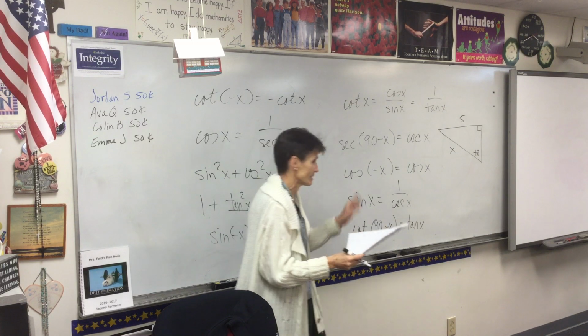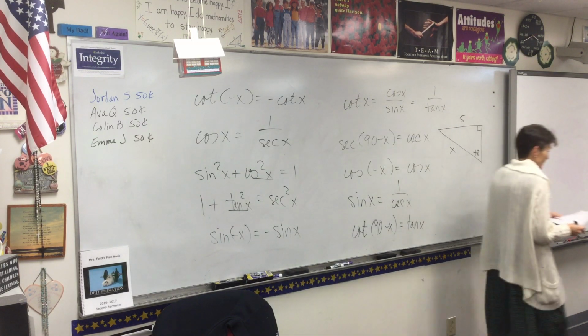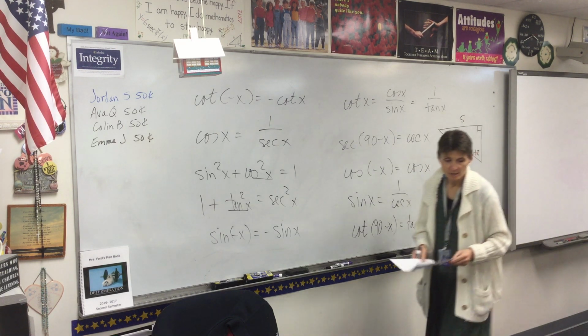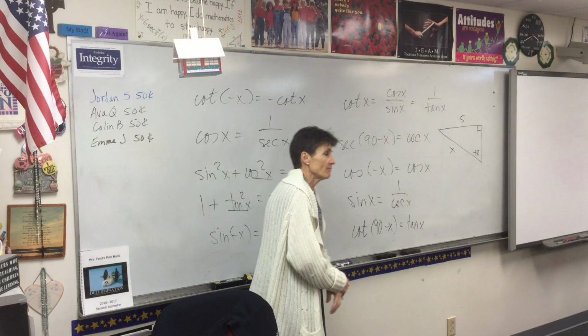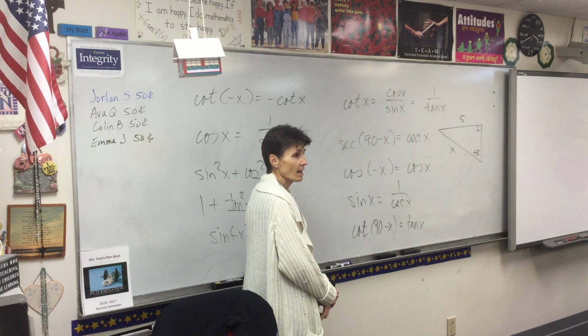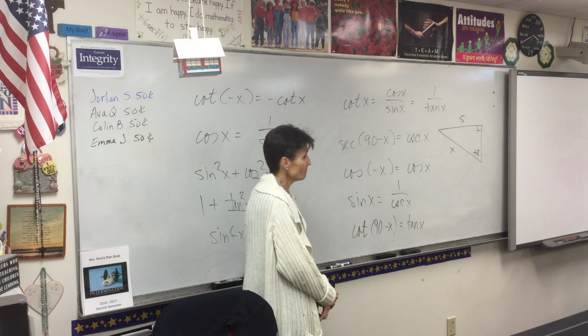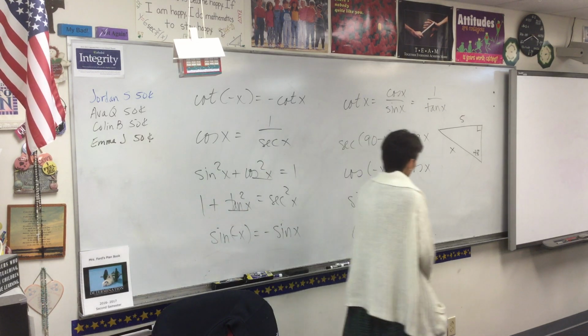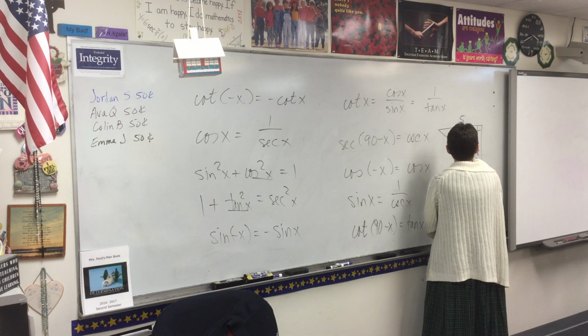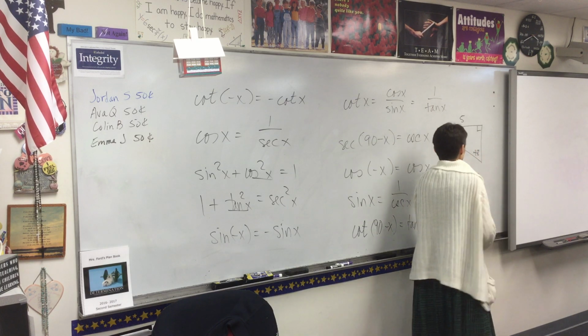This is not new. This is old stuff. So what do you need to do here? You need to look at this picture and figure out whether it's going to be a sine, cosine, or tangent equation. So I hear a bunch of sines, and you are right. The sine of 48 equals 5 over x.